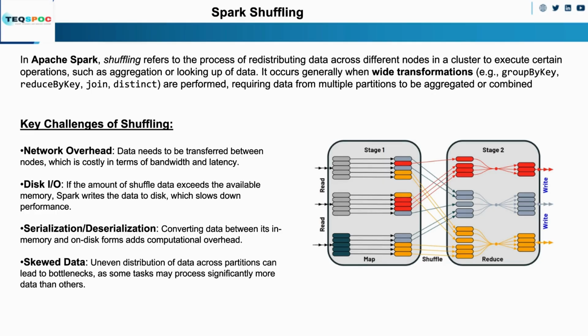So let us give a brief summary of Apache Spark shuffling. It refers to the process of redistributing data across different nodes in a cluster to execute certain operations such as aggregations or looking up of data. It occurs generally when wide transformations like group by key, reduce by key, join, distinct are performed, requiring data from multiple partitions to be aggregated or combined.